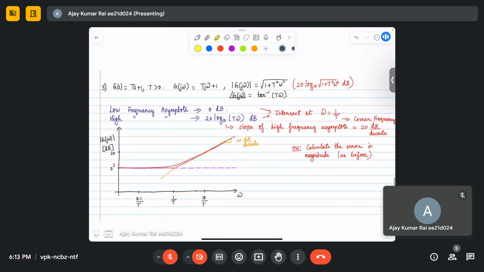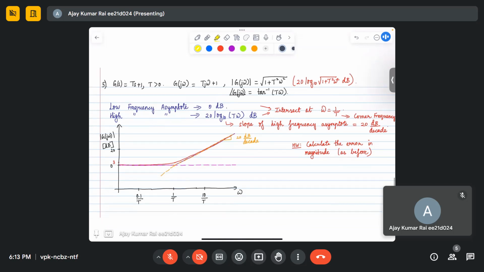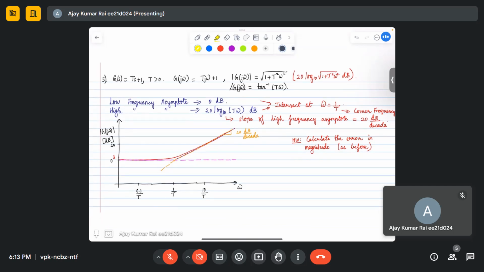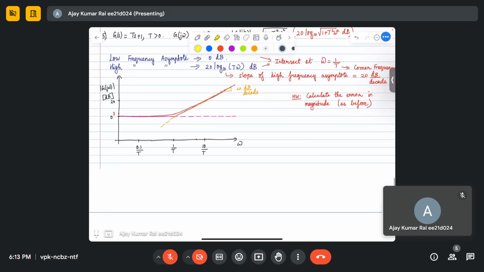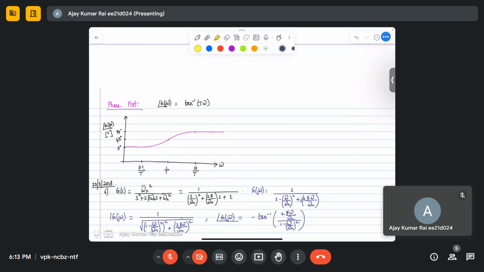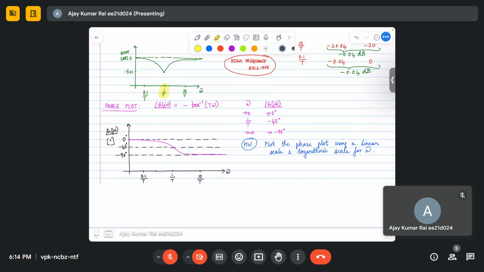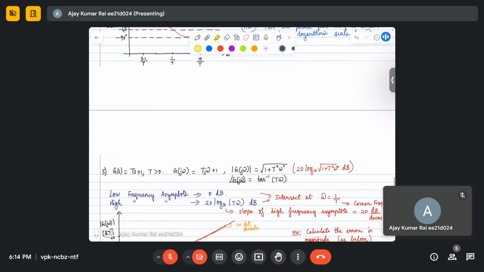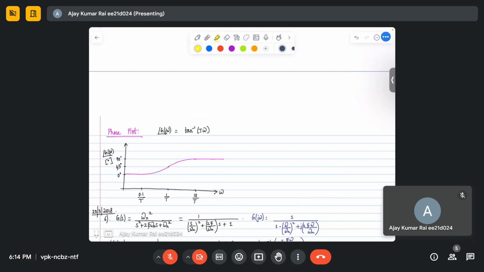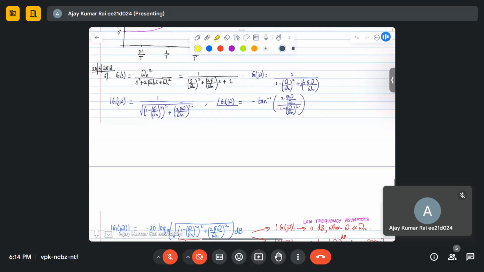Similarly, with the function G(s) equal to Ts plus 1, it will be opposite to that. The low frequency asymptote will be 0 dB, and the high frequency asymptote will increase by 20 dB per decade, and the angle will be opposite to that. In the previous case, initially the phase was 0 degrees, and it went to minus 90 degrees at higher frequencies. Here you see it starts from 0 and goes to plus 90. Then we have seen second order functions.